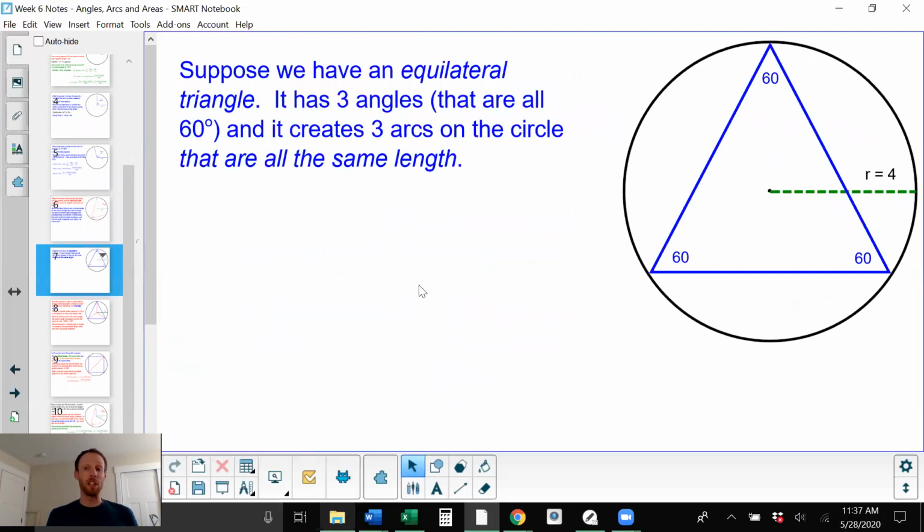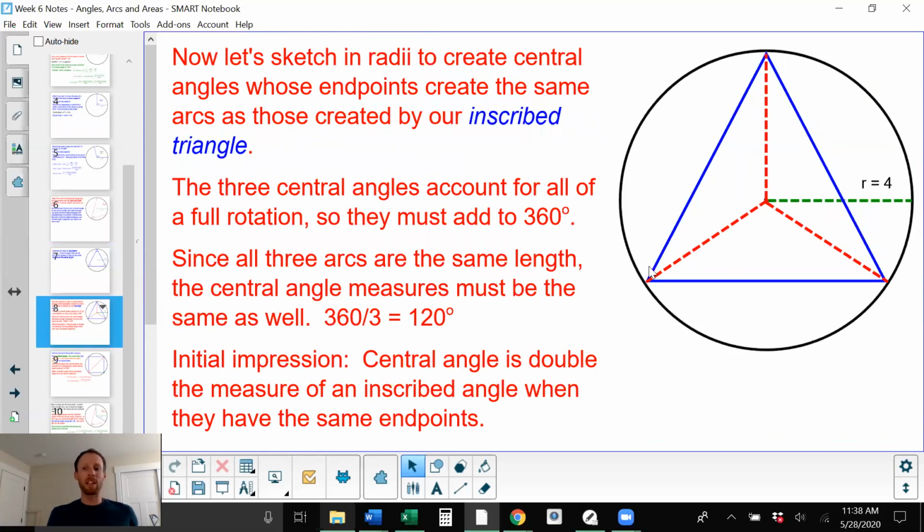So let's start with an equilateral triangle. An equilateral triangle is a triangle where all three angle measures are 60 degrees. So I've got 60 degrees and it's creating three arcs. This 60-degree angle is creating this arc on the other side of the circle, right? Because the endpoints of this 60-degree angle are at the top and the lower left. So the arc that the lower right 60-degree angle creates is right here. The lower left 60-degree angle is creating the upper right-hand arc, and the top 60-degree angle is creating the bottom arc.